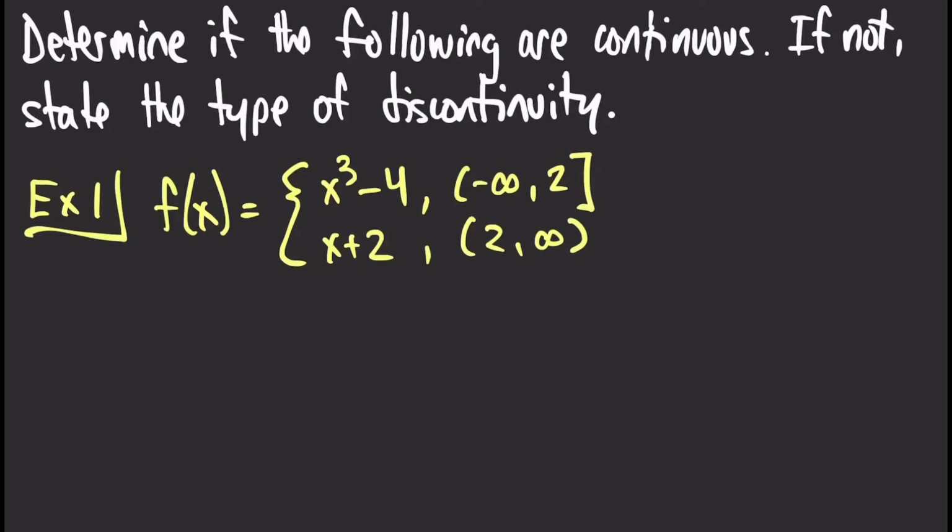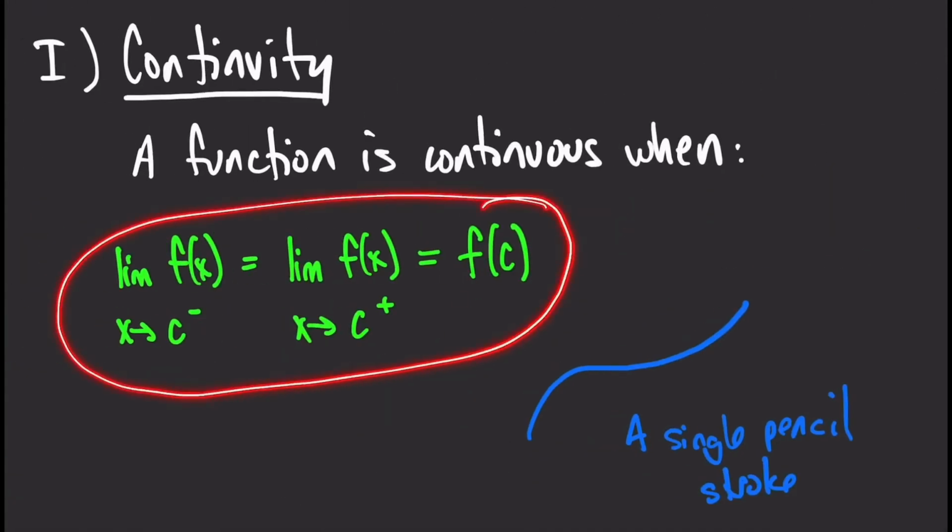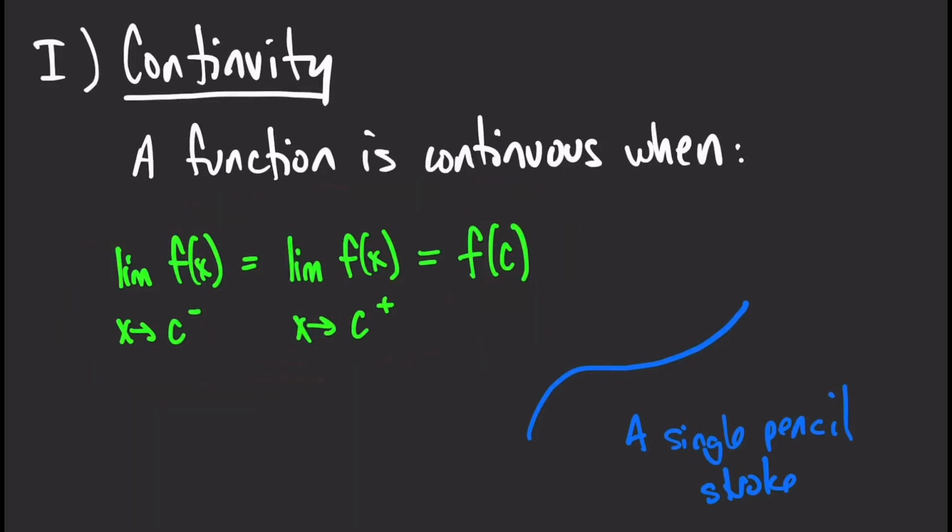So that would be at 2, but I don't know that. So how do we determine it? Well, if you think back to this definition here, I need to show that the left-hand limit equals the right-hand limit equals the function. So if all three of those are equal, then my function is continuous.